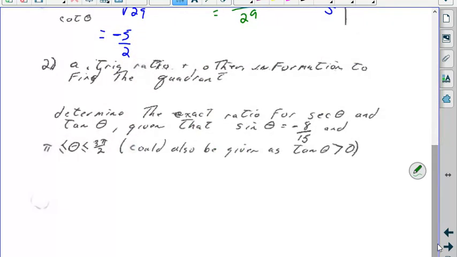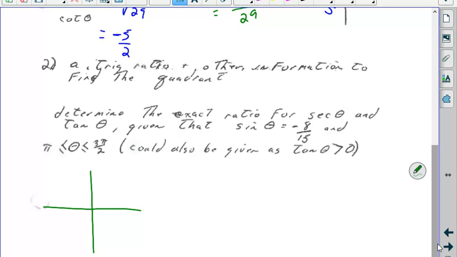I can give you a trig ratio and something that allows you to find the quadrant. This is kind of what I was talking about. We have sine is equal to negative 8 over 15. And I'm telling you, I'm looking between pi and 3 pi over 2. So I'm looking at quadrant 3. A second way that I could say this is tangent is positive. So where is sine negative, and where is tangent positive?